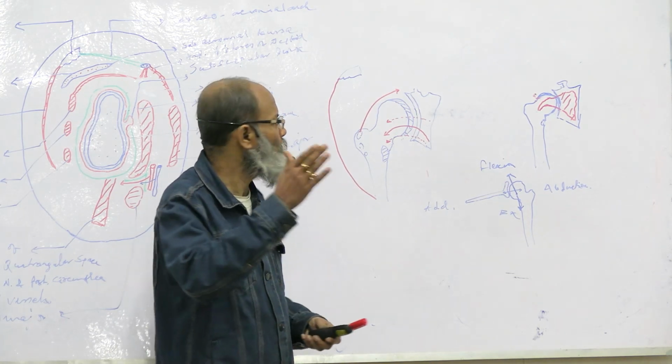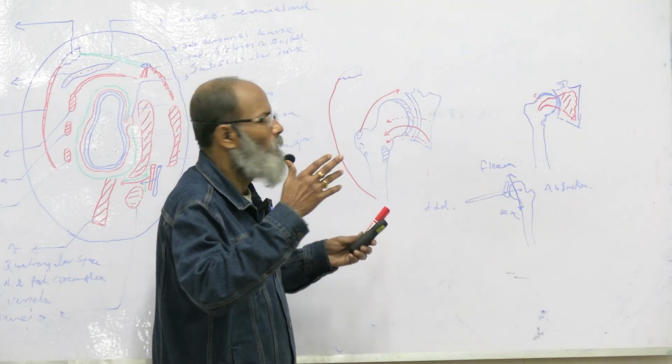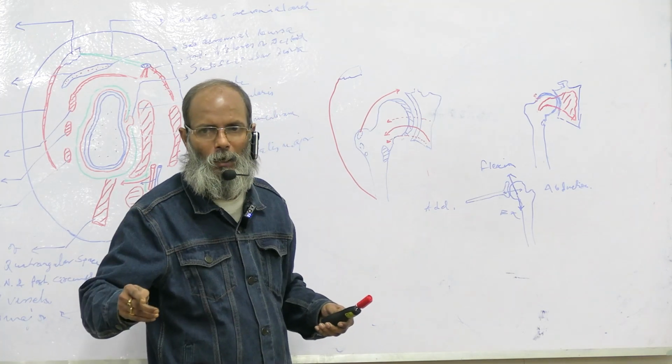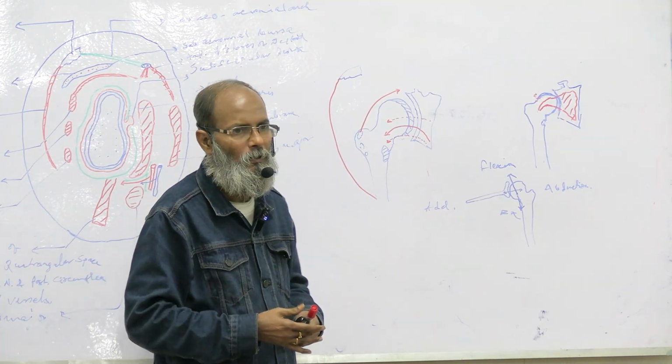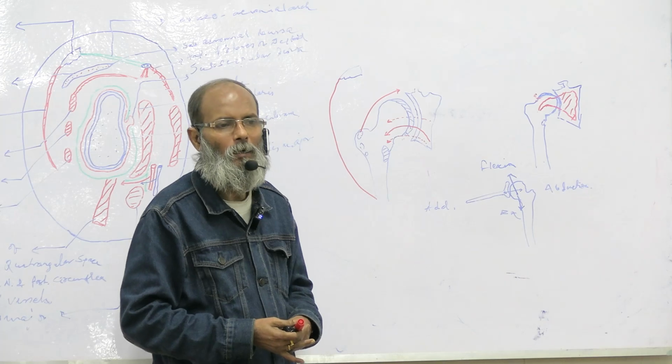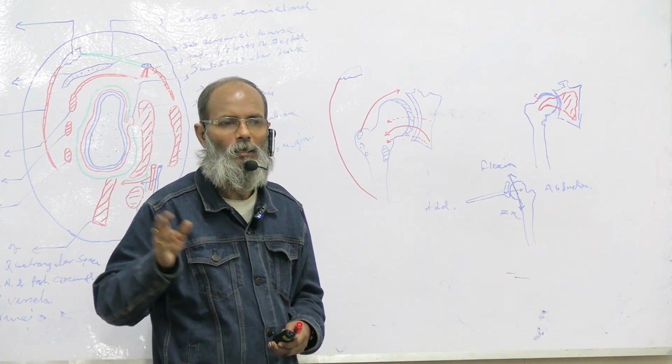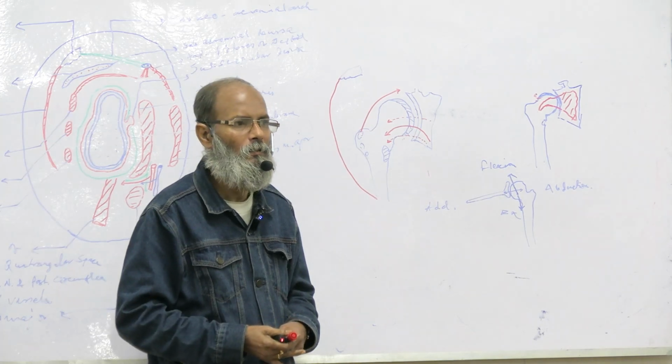Alright. Supraspinatus and deltoid are the prime movers. Infraspinatus, teres minor and subscapularis are the synergists.